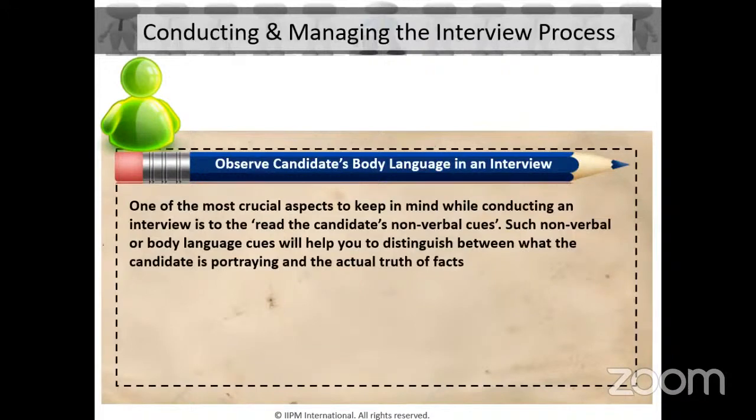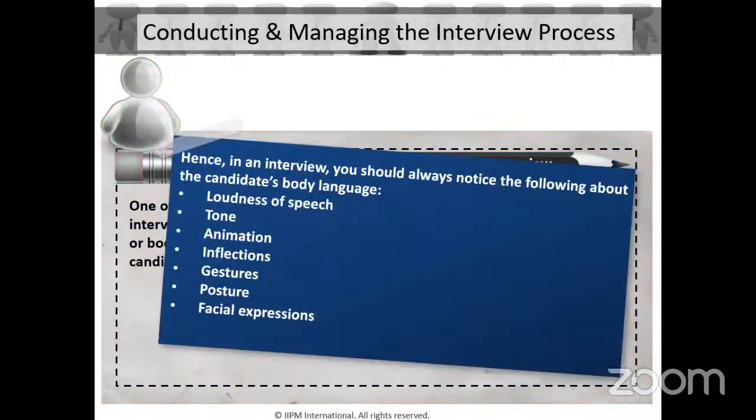Now, also observe candidates' body language in the interview, like we have said. Make sure that what they are saying verbally is matching what their body language is saying non-verbally, okay? Because in an interview, you should always notice the following about the candidate's body language: loudness of speech, tone, animation, inflection, gestures, posture, facial expression. All of these things help you to know if this candidate is okay, if this candidate is lying.